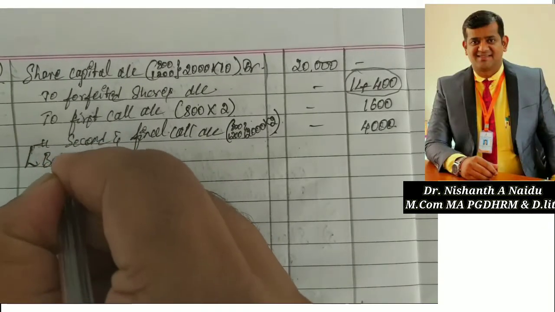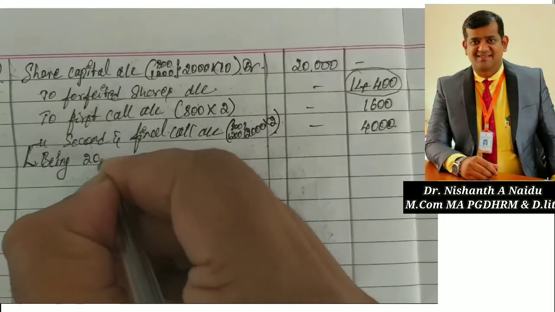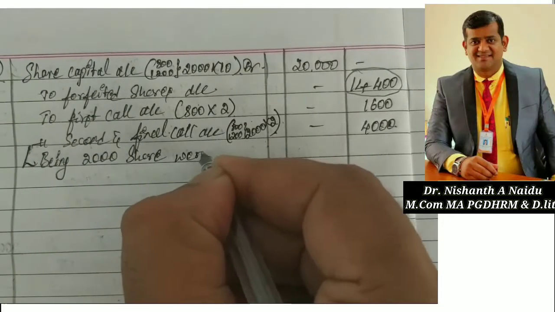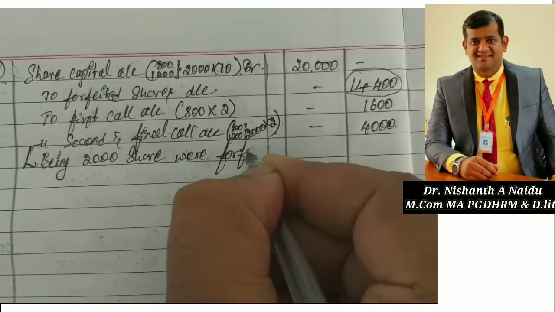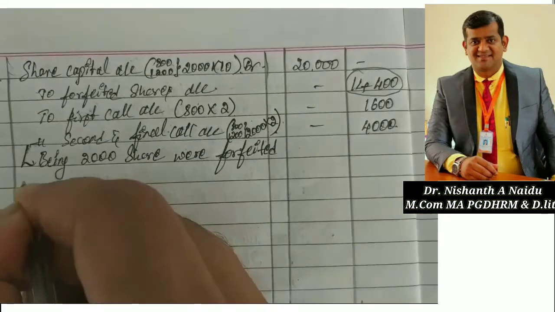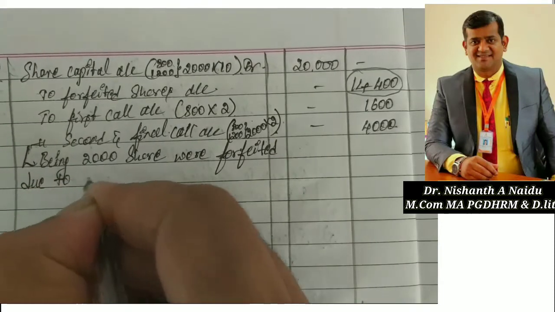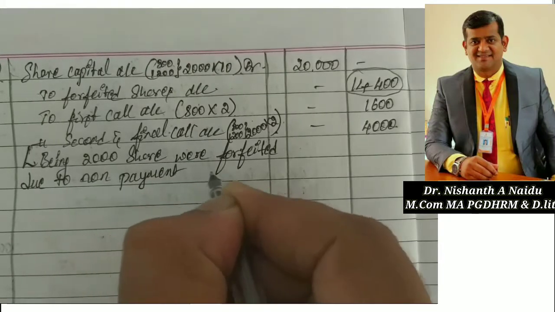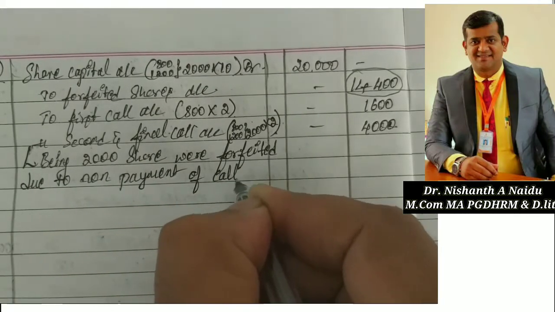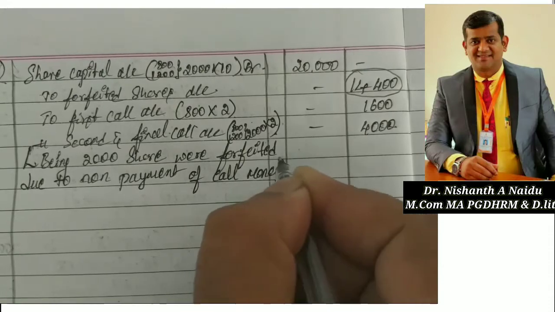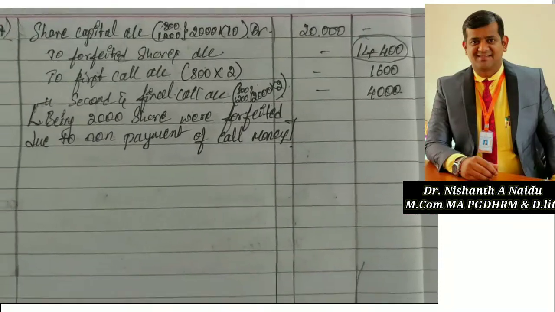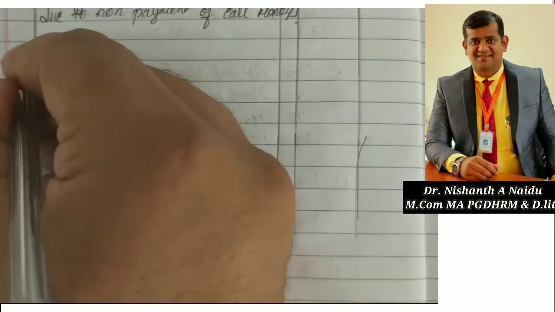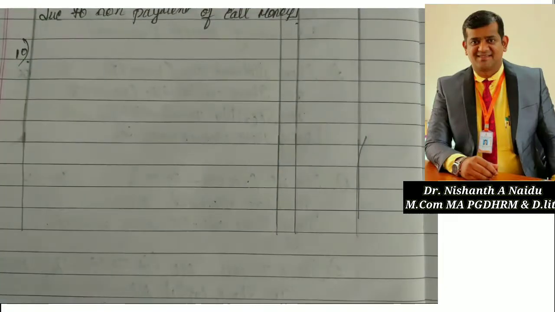So let us write the narration: being 2,000 shares were forfeited due to non-payment of call money. Okay, so now we are going to pass the 10th journal entry. So 10th journal entry is for reissue.